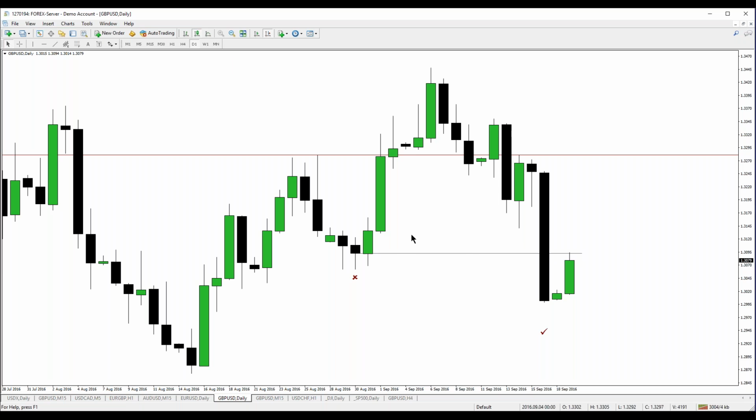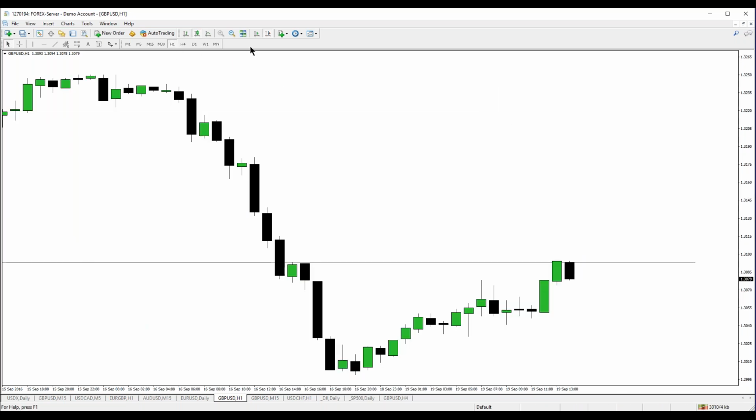We want to see a willingness to keep price at bay, or not want to get above the blocks of these candles, or the bodies rather. And prices so far had a willingness to keep that at bay. If we go down into an hourly chart, you can see that that's what we've done.